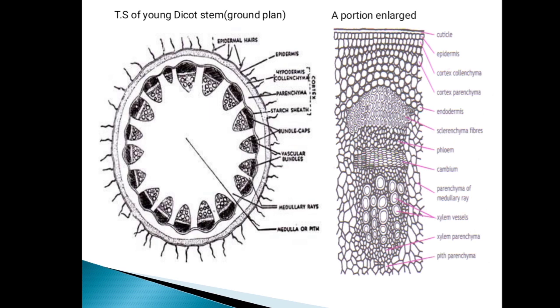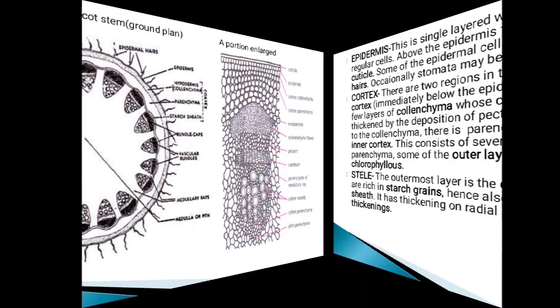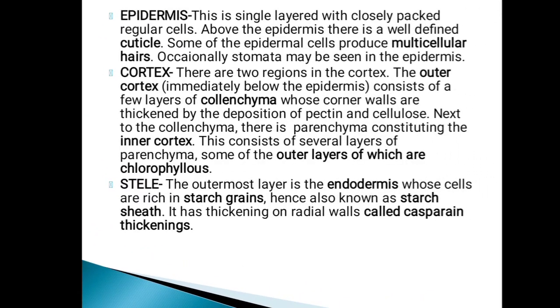This endodermis is followed by sclerenchyma fibers, which are nothing but the bundle cap, and followed by that the vascular bundle consists of phloem and xylem. In between them there is a cambium, and there is a pith in the center. Like that you can see the vascular bundles arranged in the form of a ring. Now coming to the details of what I told you just now from the image.